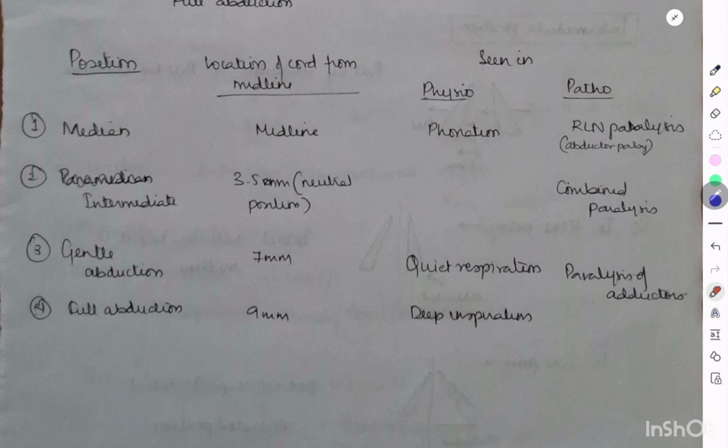Coming to gentle abduction, it means quiet respiration. Gentle abduction means they will go only a little distance, only 7 mm. If you want to have deep inspiration, the abduction will be full, meaning more than 9.5 to 9 mm. So in deep inspiration, you'll find it in the full abduction position, or in the paralysis of adductors, meaning the adductors are not working, so it will not come to the midline and goes away. So these are the conditions according to the position of the cords.